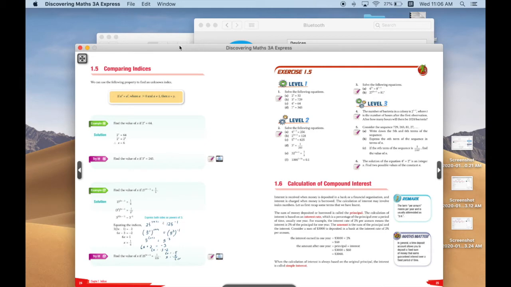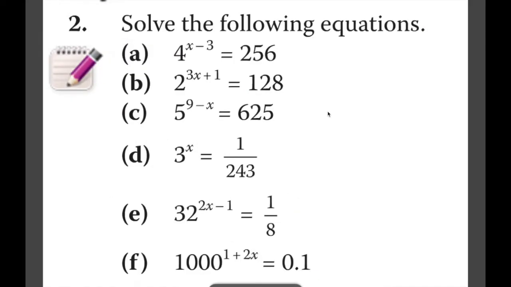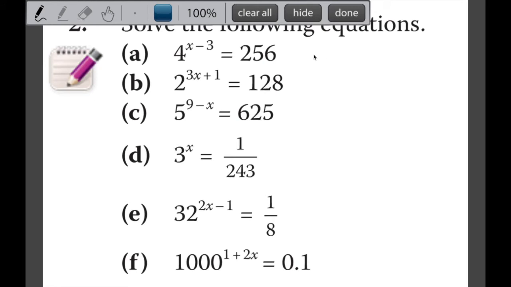Okay, now let's take a look at exercise 1.5. Again, I want to look at level 2 questions. Let's look at 2D. For 2D, what we have is 3 to the power of x is equal to 243 to the power of negative 1. So let's find 243 and change it to another base.